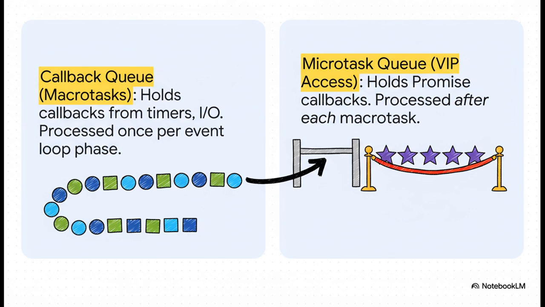The main one, sometimes called the Macrotask queue, is for our regular stuff: timers, I/O, setImmediate. But then there's the Microtask queue. This is the VIP line. It's reserved for promise callbacks, your .then and .catch blocks. And this VIP line has a much higher priority. It gets to cut in line.